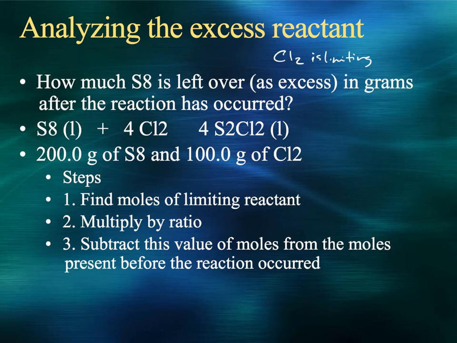Well, we've already done a lot of this. We know the moles of the limiting reactant. Okay, that was of the chlorine. All right, that was 1.410 moles of Cl2. We've already done that work. Okay, limiting reactant here was the chlorine. We've already figured that out. We're going to multiply by the ratio to get us over to S8. Okay, and we're going to subtract that value from the moles of S8 present before the reaction occurred. Because however much is left over is what you start with minus what you use tells you how much you have left.